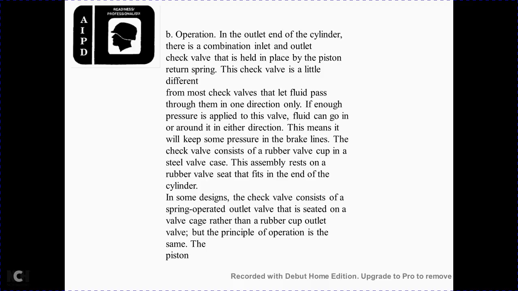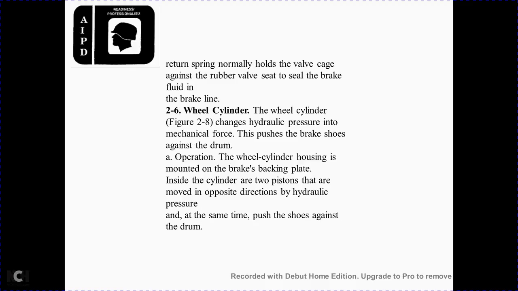The check valve consists of a rubber valve cup and a steel valve cage. The cage rests on a rubber valve seat that fits in the end of the cylinder. Some check valve designs have a spring-operated outlet valve on the valve cage rather than a rubber cup outlet valve, with the same pressure operation. The piston return spring normally holds the valve cage against the rubber seal, keeping fluid pressure in the brake line.